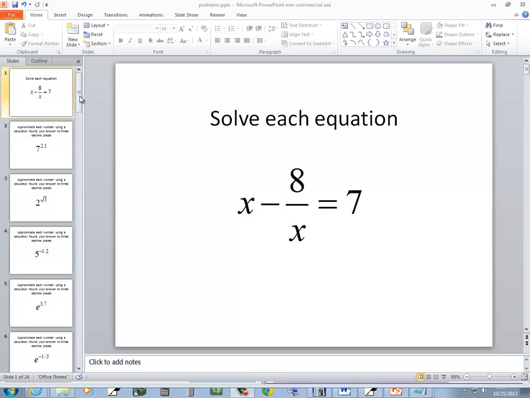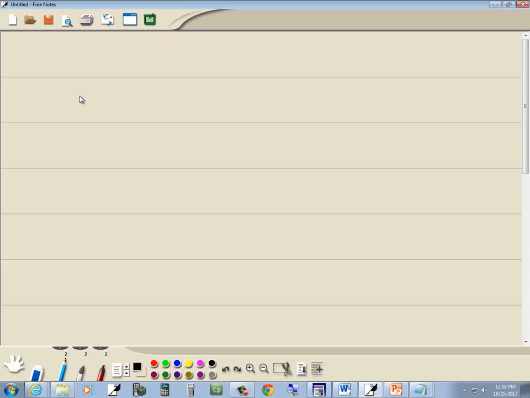Let's take a look at this problem. We've got x minus 8 over x is equal to 7. Now our steps for solving a rational equation: first step is to factor all your denominators. Well, there's nothing to factor here. So step 2, figure out the LCM of all your denominators. We only have one denominator, that is your LCM.